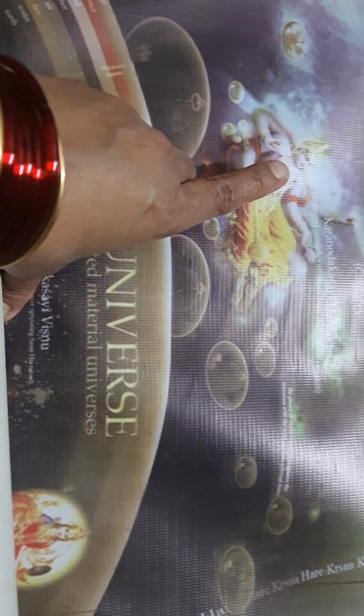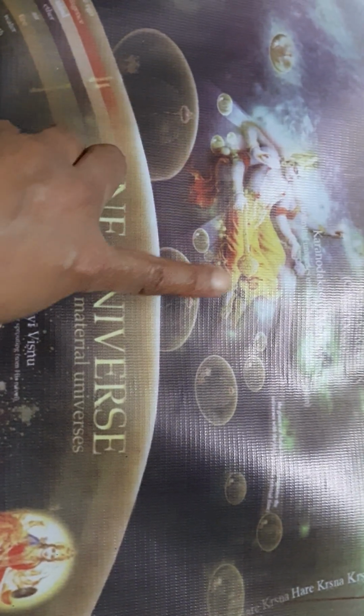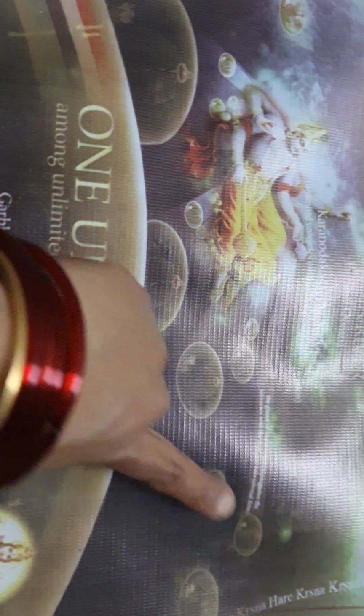And inside each Brahmanda, he multiplies as many times as there are Brahmandas. Means 1, 2, 3, 4, 5, 6. So at least 6 here, and then another 600 there, and another 6 million there. Like that, however many there are, that many Vishnus multiply, and they enter into each Brahmanda, into each universe.